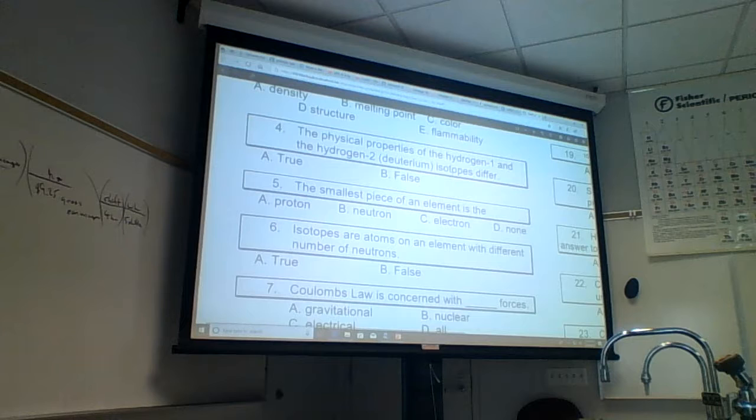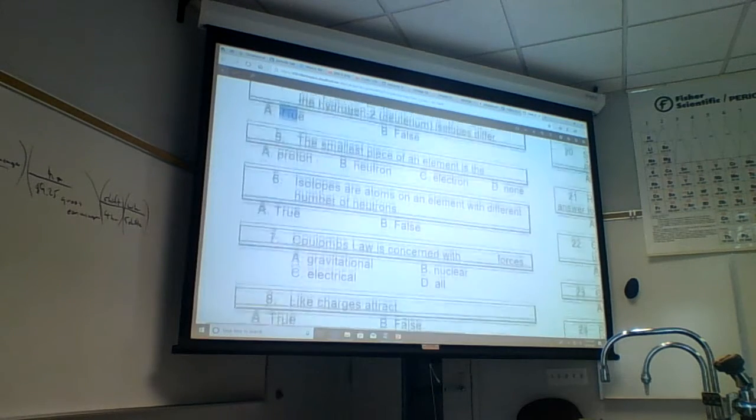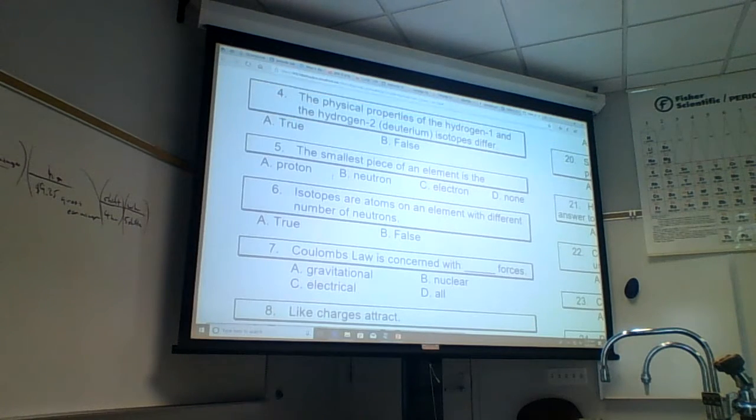Physical properties of the hydrogen 1 and hydrogen 2 isotope. True? Most people? True. Smallest piece of an element is... Wait. No. C. An element? None. None? Okay, which is it? C and D. D? C or D? C. Okay, if you said C, or if you say D, you're going to have to come up with some kind of argument to convince somebody.